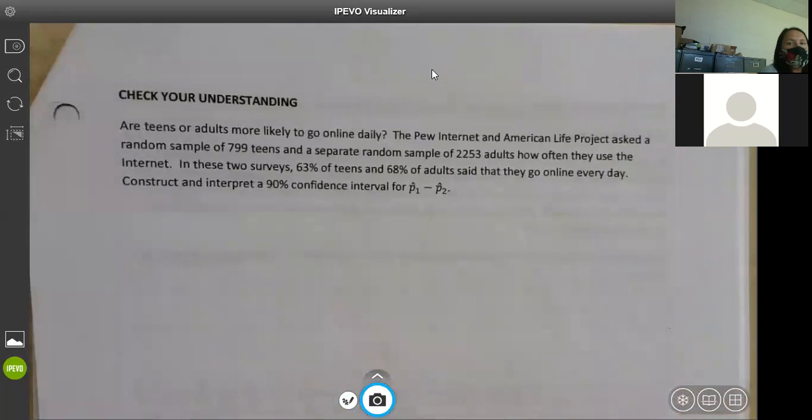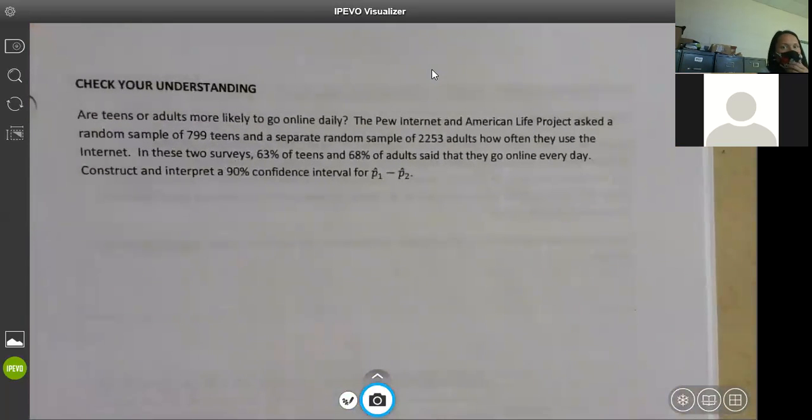Are teens or adults more likely to go online daily? The Pew Internet and American Life Project asked a random sample of 799 teens and a separate random sample of 2253 adults how often they use the internet. In the survey, 63% of teens and 68% of adults said they go online every day. Construct and interpret a 90% confidence interval. A 90% confidence interval. Okay. So the difference is the proportions, which is easy to work with, but then I have 90% confidence. So how do I do that?